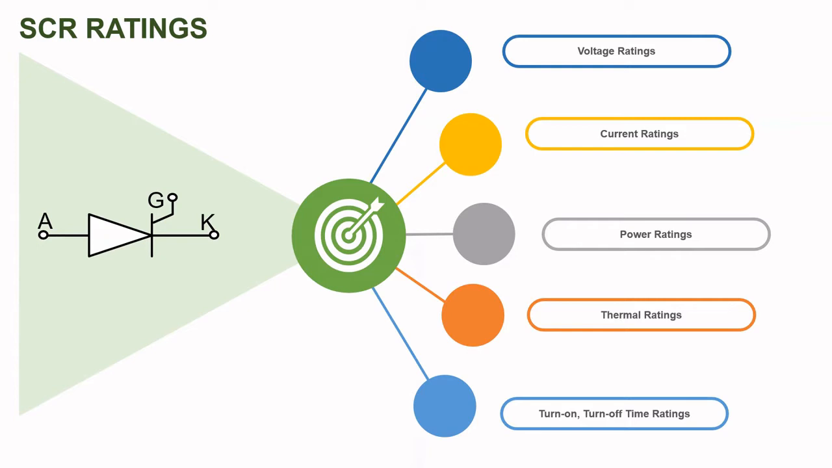The ratings of SCR are classified into 5 major categories. First one is voltage ratings. Second one, current ratings. Third, power ratings. Fourth, thermal ratings. And fifth, turn on and turn off time ratings.